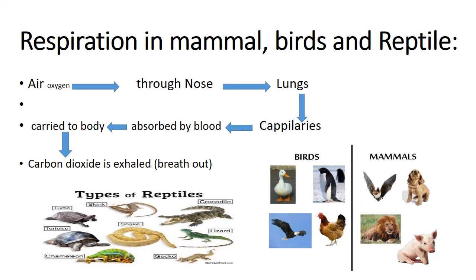These are your birds, different kinds of birds, different kinds of mammals and reptiles. If you look at these pictures, then you can be clear about which mammals, birds, and reptiles I'm talking about, and this is a process that occurs.